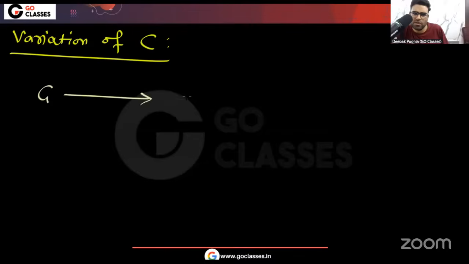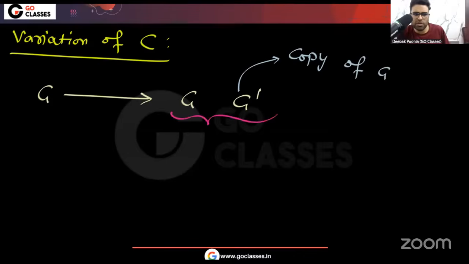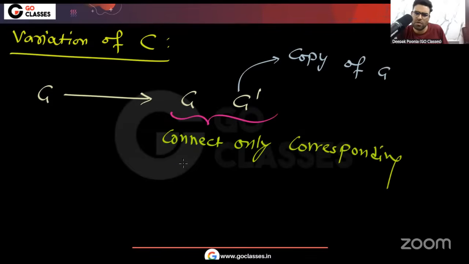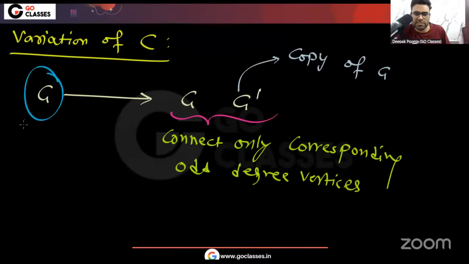What you do is, this G you convert to G dash, two copies you create. Is this clear? This G dash is basically a copy of G. And then you connect only corresponding odd degree vertices. See, notice one thing, that this G was already non-Eulerian, simple, connected.